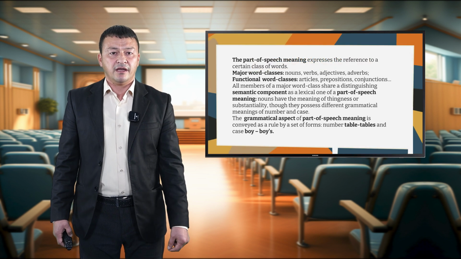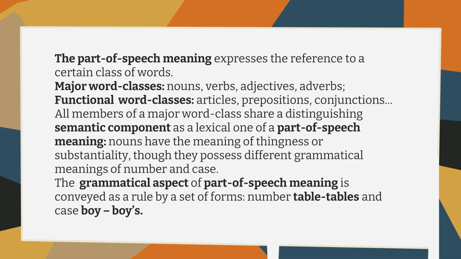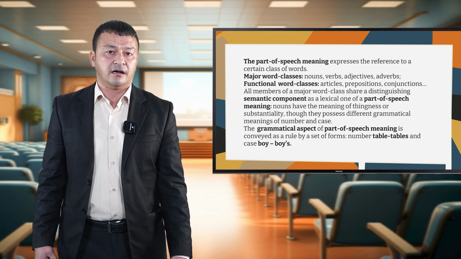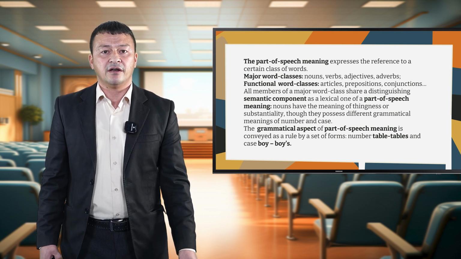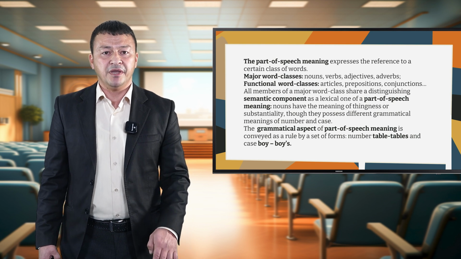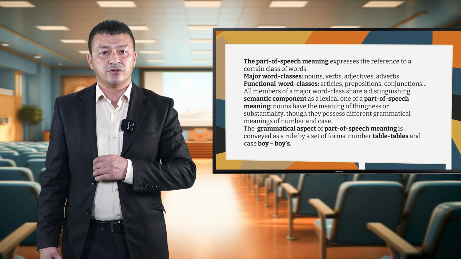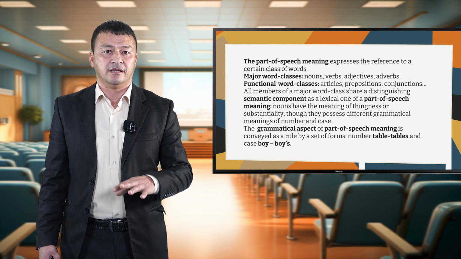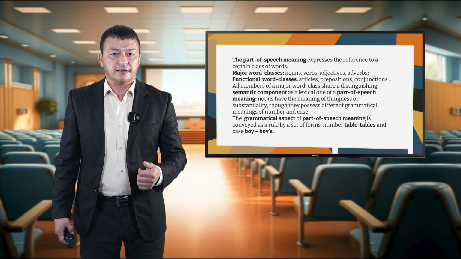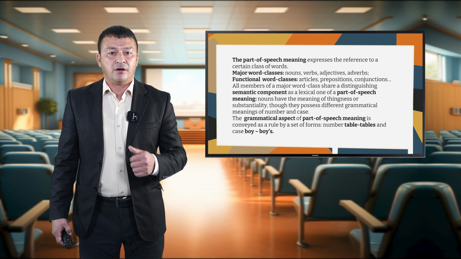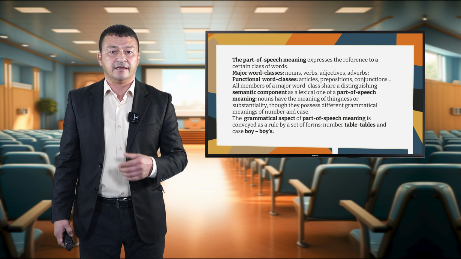Besides this, we have word class meanings. For example, there are major word classes and functional word classes. The major word classes are nouns, verbs, adjectives, and adverbs. Functional word classes are articles, prepositions, and conjunctions. Functional word classes do not have their own notions, but they have their meaning through the dictionary. All members of a major word class share a distinguishing semantic component as a lexical one of the part of speech meaning. Nouns have the meaning of thingness or substantivity. They possess different grammatical meanings of number and case.